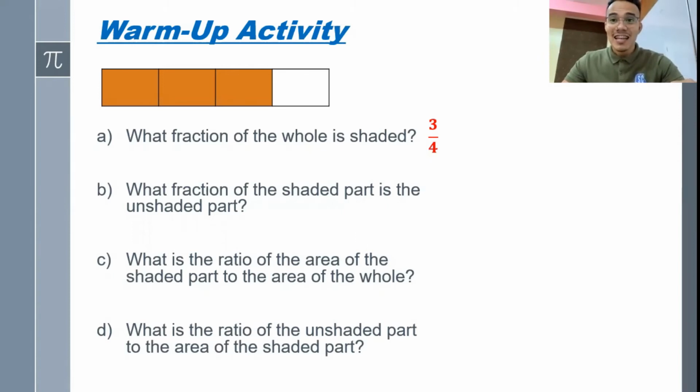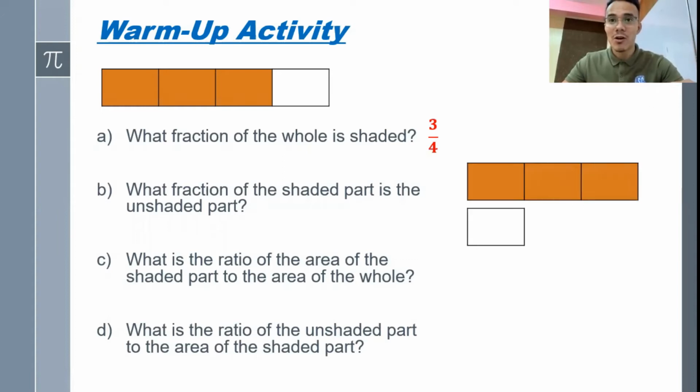Grade 6. The given figure can be written in the following manner. We have the shaded parts and the unshaded part. The question in letter B is, what fraction of the shaded part is the unshaded part? In other words, the unshaded part is what part or what fraction of the shaded part. The unshaded part is just 1/3 of the shaded part. Did you get it? I hope you get it right.